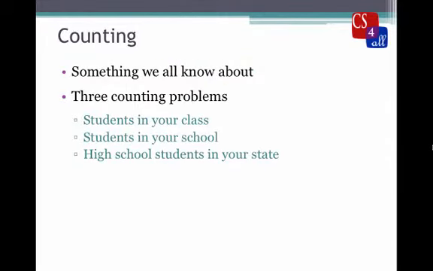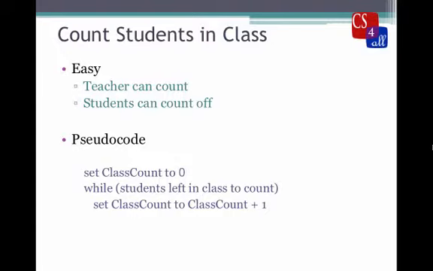Okay, counting, something we all know how to do. We're going to look at three counting problems: counting students in your class, counting students in your school, and counting all the high school students in your state. Counting students in your class is really easy.